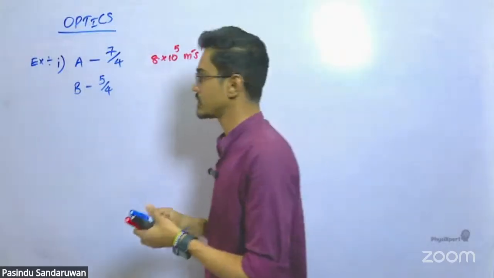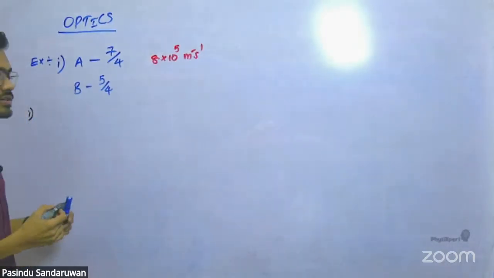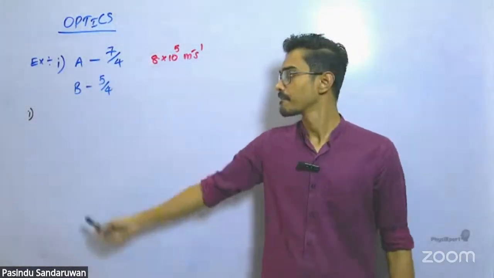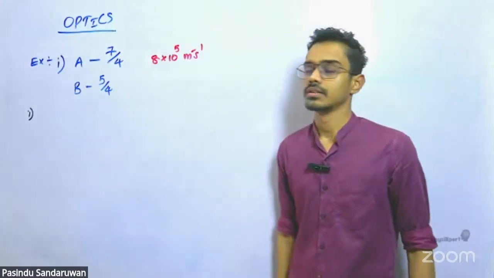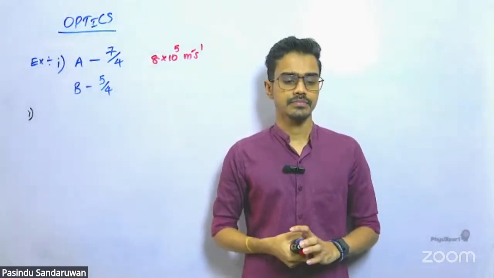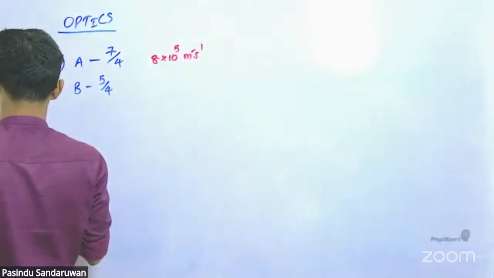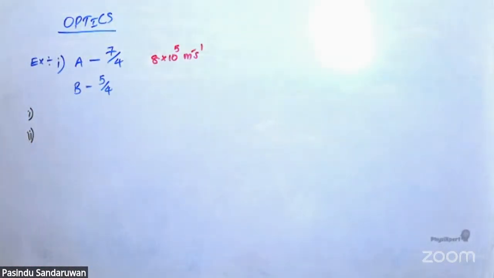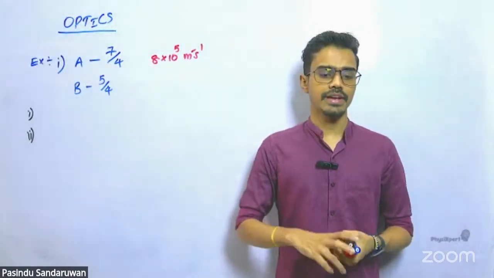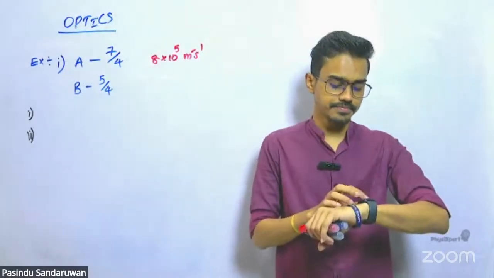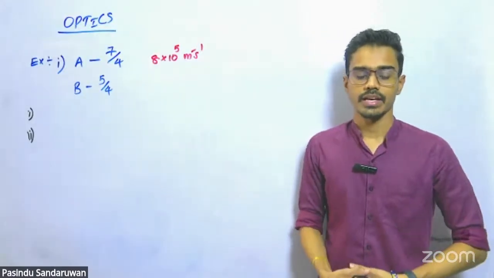Part 1: the refractive index of medium B with respect to A. Part 2: the velocity of light in medium B. Okay, give it a try.